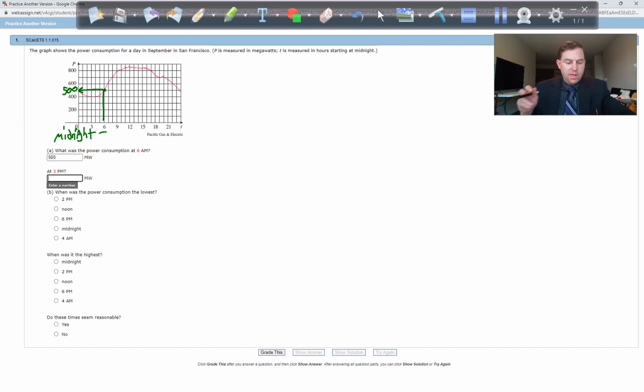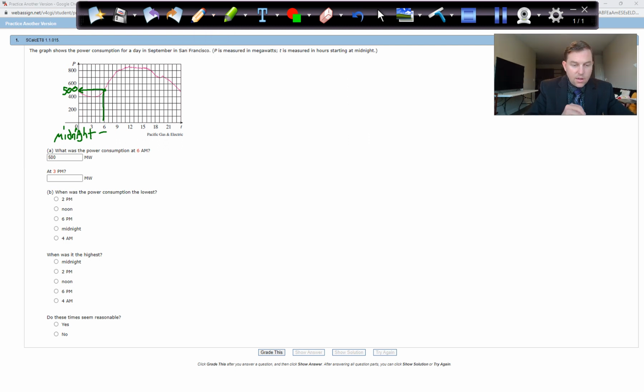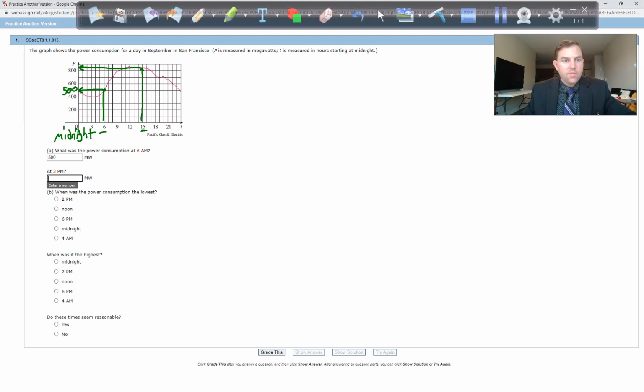Then it says 3 p.m. 3 p.m. occurs at 3 hours after noon, so noon is right here at 12. 3 hours after that would be 1500. So there is 3 o'clock, so we go up to the curve where it touches, straight to the left, and that is in between 800 and 900, and they'll generally give you nice numbers for this stuff. So we'll call it 850.